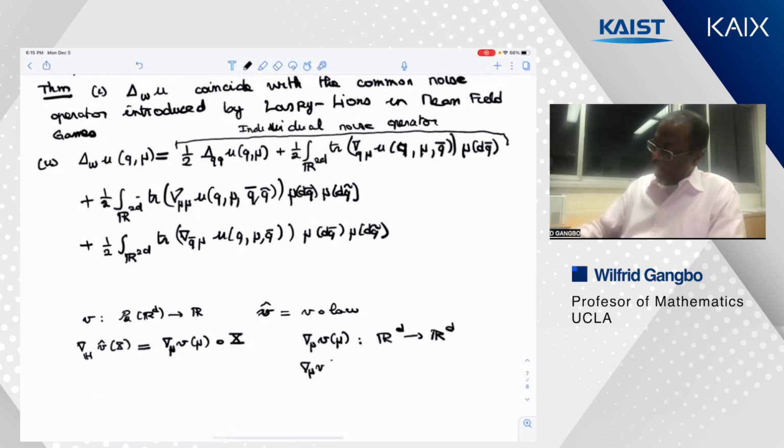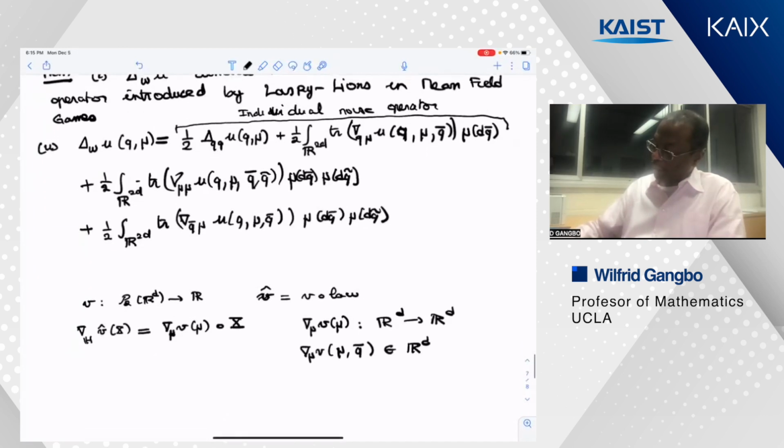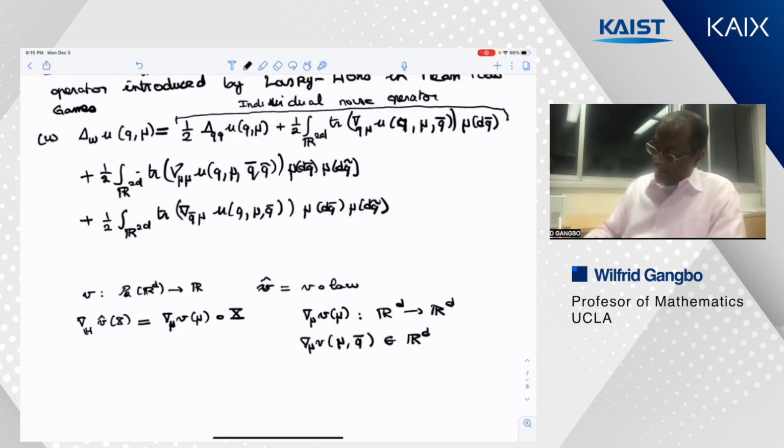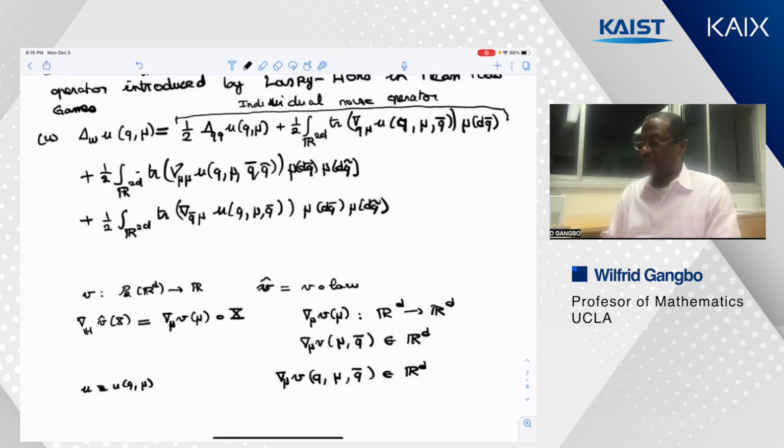And so for each Q bar, this will be an element of Rd. Now assume I take a function U which depends on Q and mu. When I compute the Wasserstein gradient, Q is fixed. I will differentiate with respect to mu. And for each Q bar, I'll have an element of Rd.